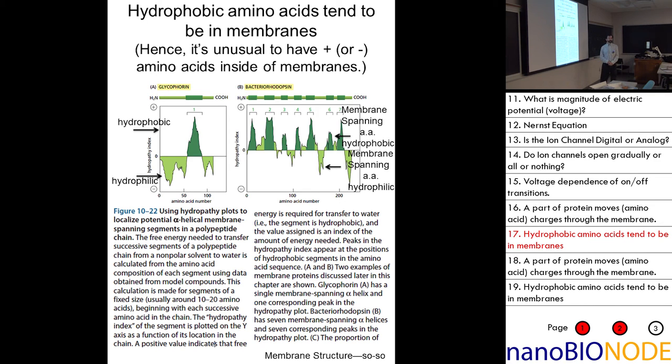So what's the difference between a membrane and the water in terms of hydrophobicity? Which is more hydrophobic, the inside of the membrane or outside of the membrane? In the membrane, yes.